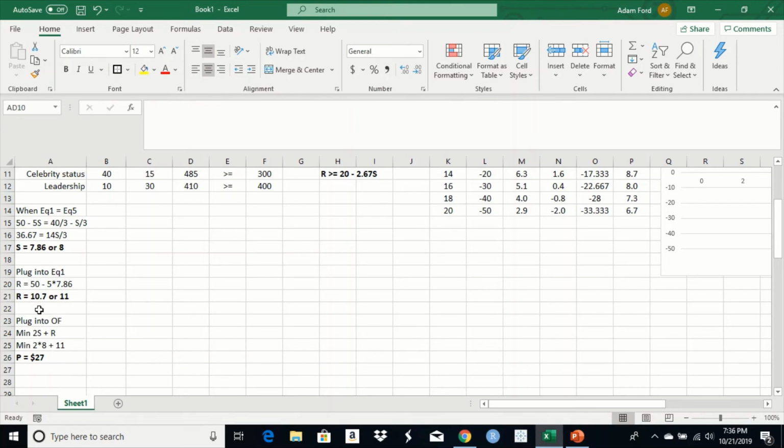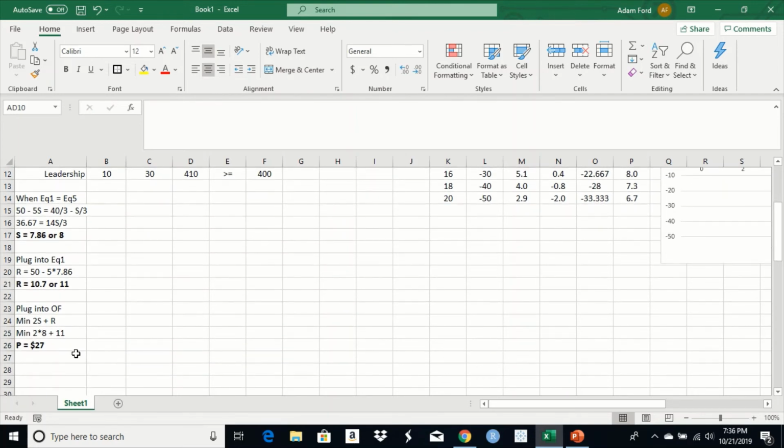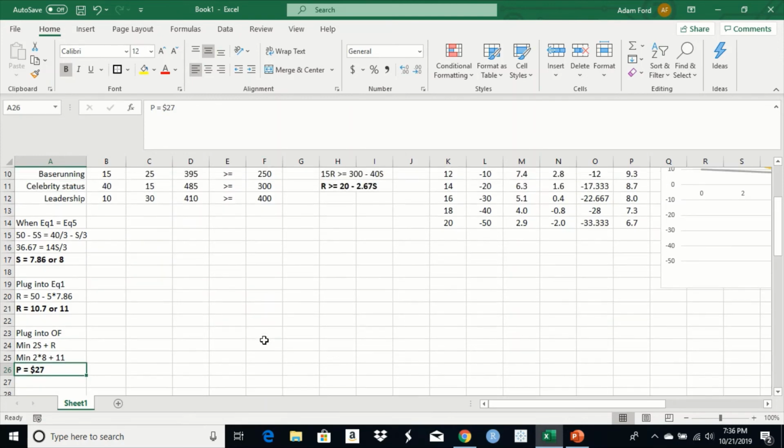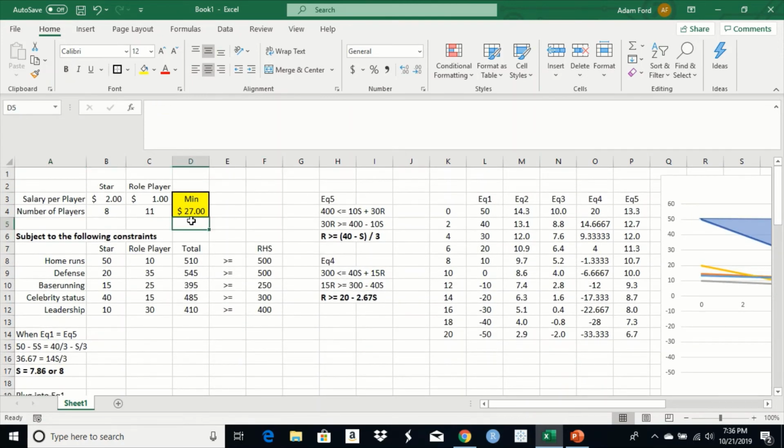And then we plugged that back into the objective function, and we found that the value for the salary that we're going to have to pay is 27. So $27 million. 8 and 11 were the intersecting points. So for this team, we will need 8 star players. We will need 11 role players.